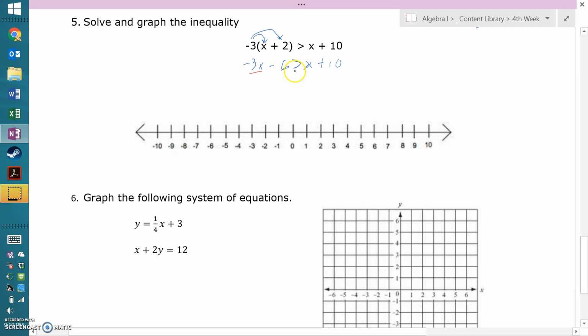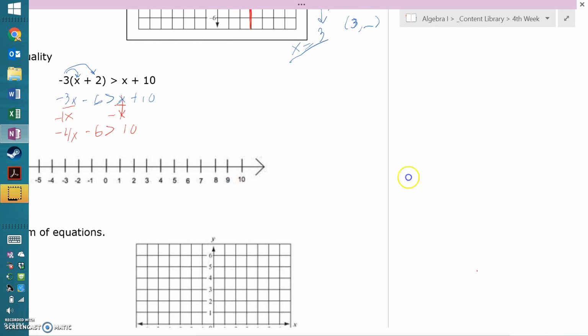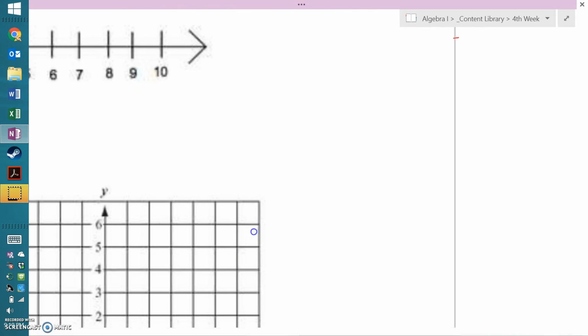Well, we've got 2 x values. Now, that's a problem because we only want one x term. So then what we're going to do is eliminate one of those. Gone. So -3x minus 1x is going to be -4x. Now this is solving like any other equation or inequality that we've ever solved.